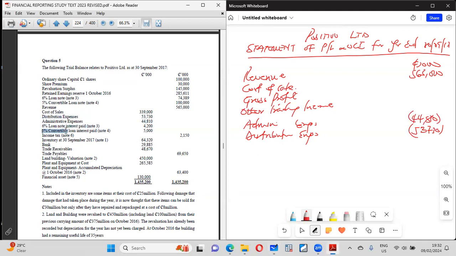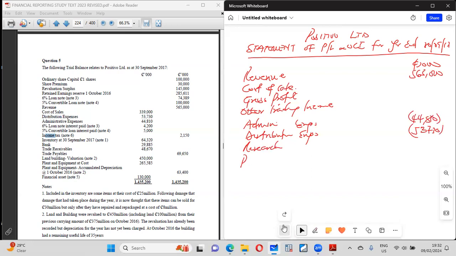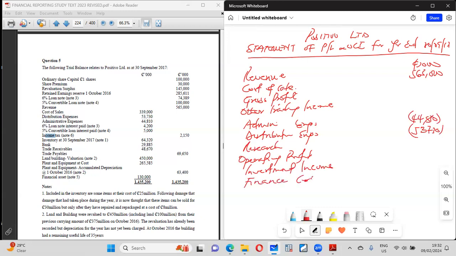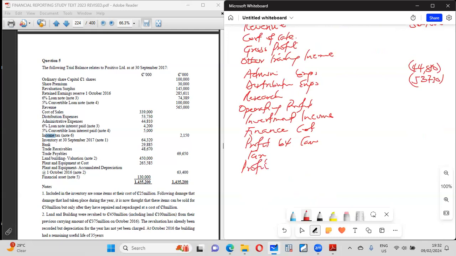So loan interest is there. Finance cost, convertible. After these things, research expense. Then operating profit. You have investment income, finance cost. I've not read the question fully, but I'm doing it. Then what I will get after that is profit before tax. Then I will do my tax and get my profit after tax. This is IAS 1. Then the OCI part, at this level, you only have revaluation surplus. Deferred tax on revaluation, if any, you deduct it.